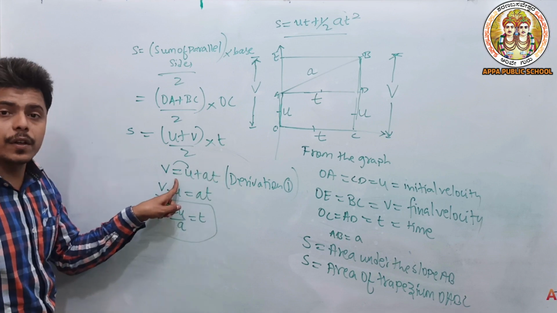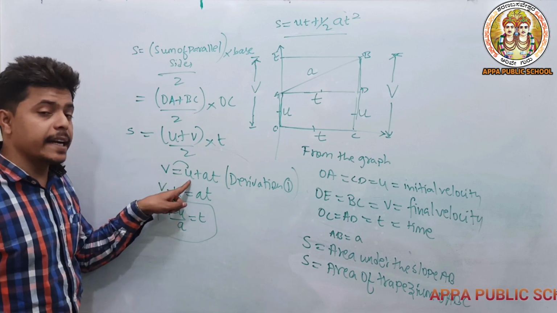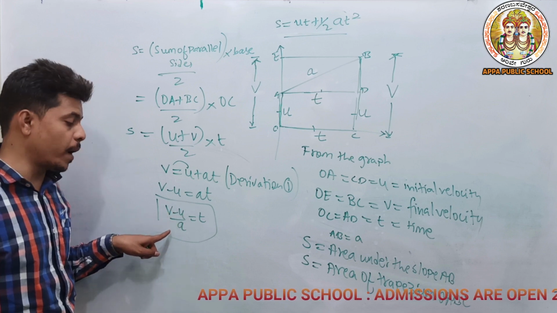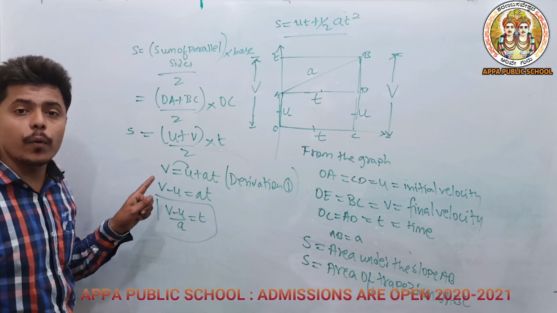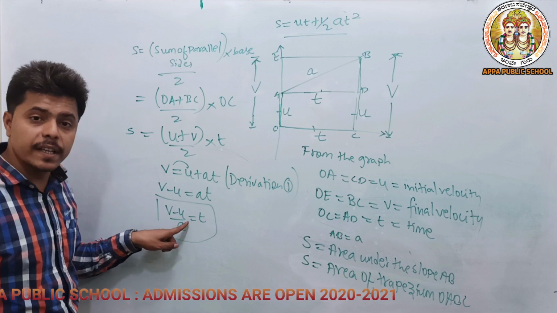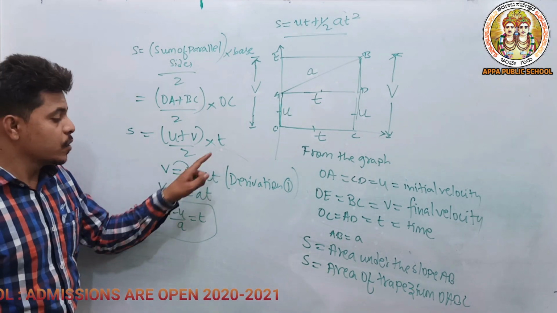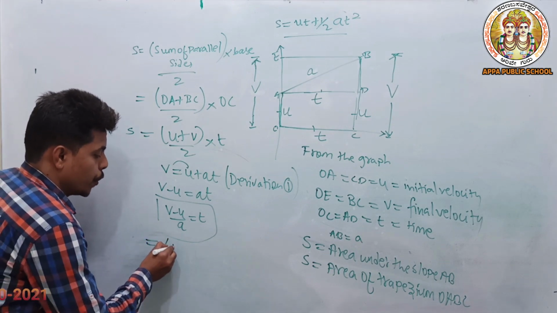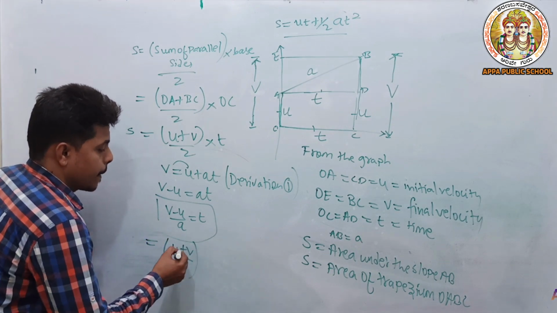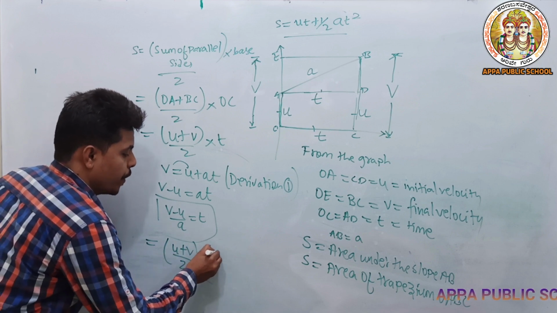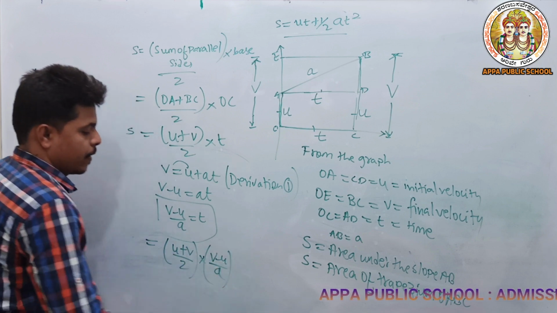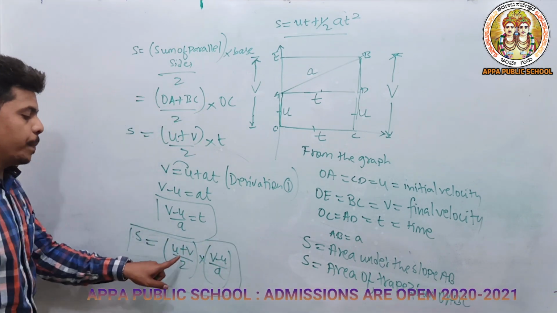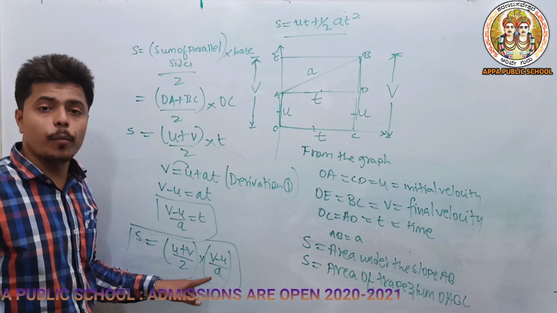So V is equal to U plus AT. When I take U this side, V minus U is equal to AT. When I cross multiply, V minus U by A is equal to T. So I got the value of T now. I am going to substitute this value in this T. So what are we going to get now? S is equal to U plus V by 2 into V minus U by A.